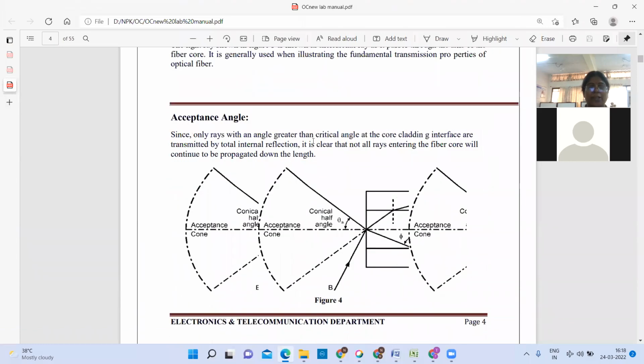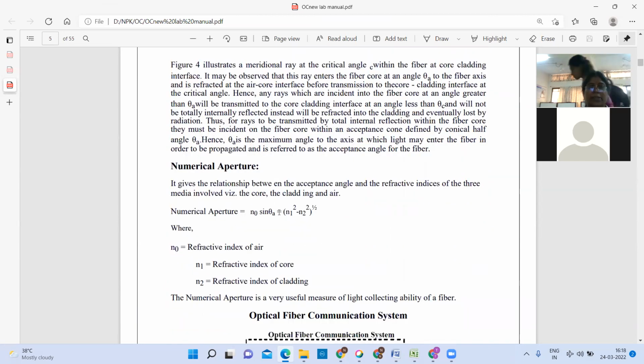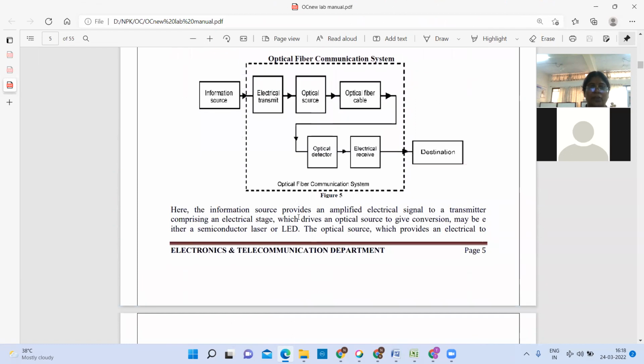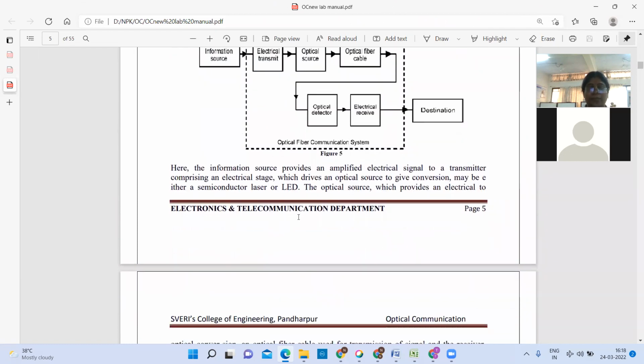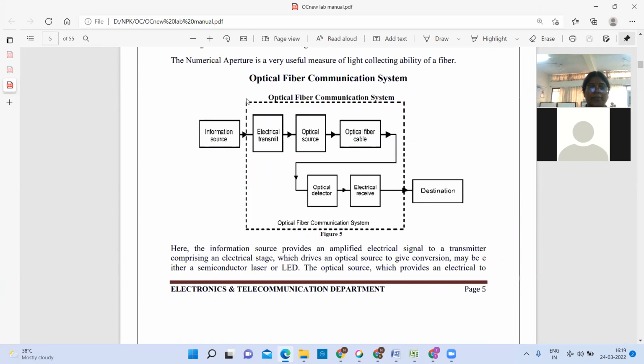Then the next point is related to acceptance angle. If the light ray is incident in this acceptance cone, then only it will be propagated. That is the acceptance angle. Then numerical aperture, that derivation is given: n0 sin theta a is equal to (n1 square minus n2 square) raised to 1/2. Then again, this block diagram is given for optical communication system. Just for your simplicity and understanding, you can go through that diagram.